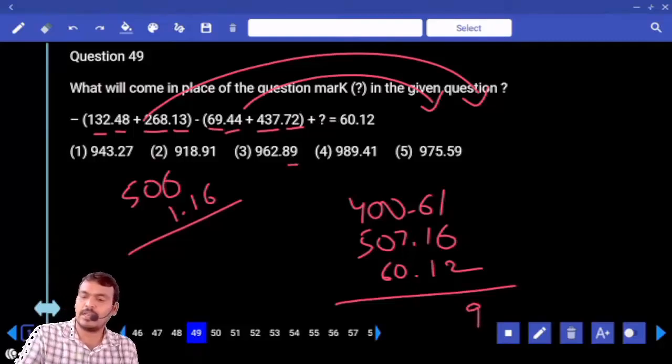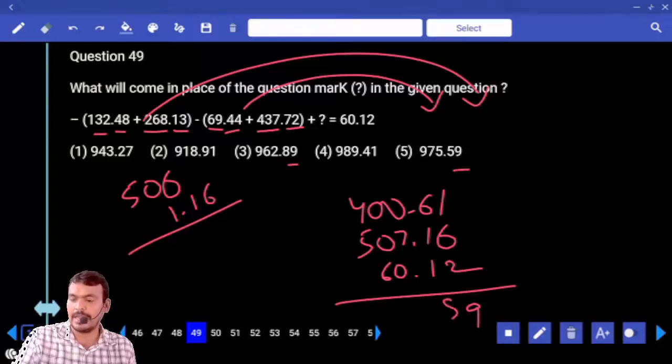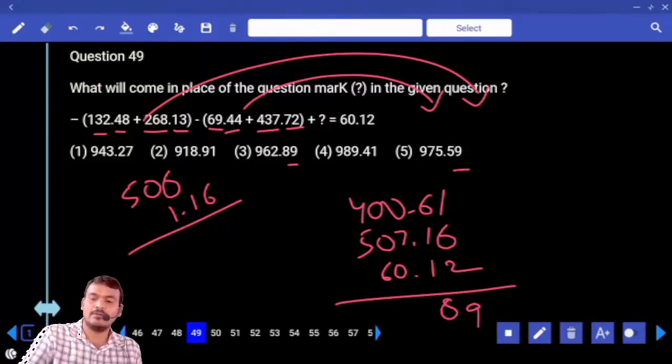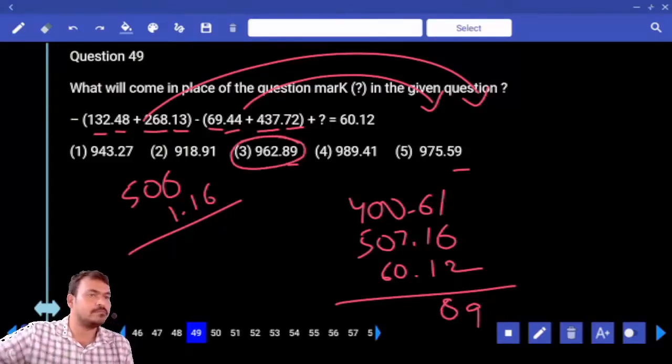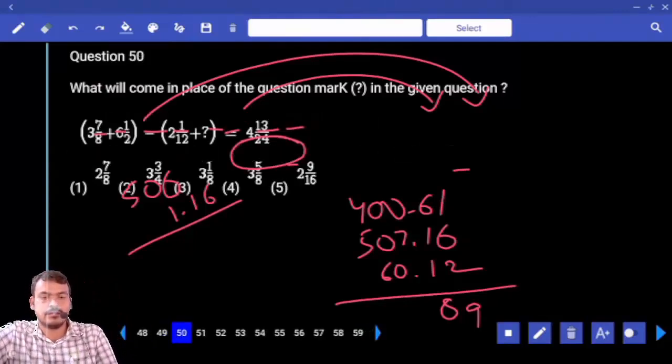How many options are ending with 9? 2 options. 6 plus 1 plus 1, 8. Ending with 8, 9 only 1 option అన్నాడు. నెక్స్ట్ 50.